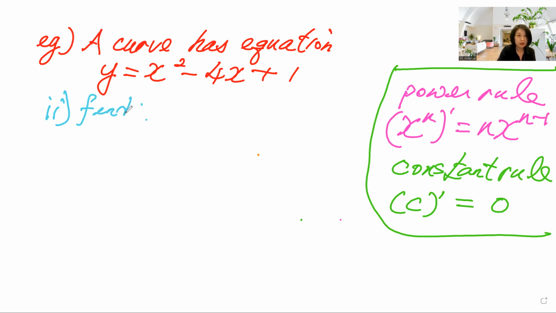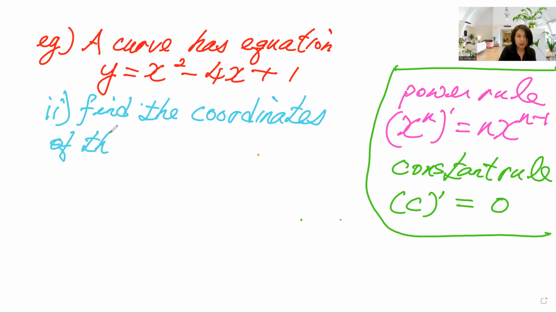Find the coordinates of the turning point.